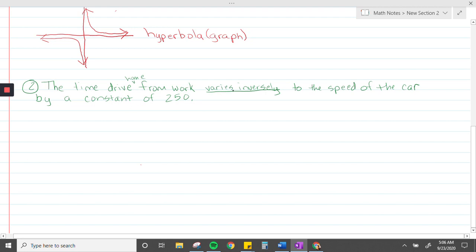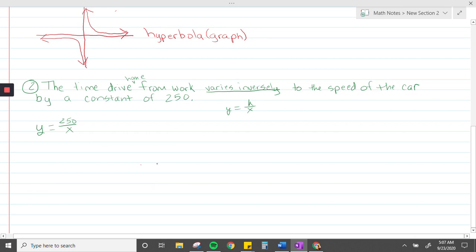When we say something varies inversely, I know that my equation is going to be y equals k over x. I just need to find out what the constant of variation is. So the constant of variation is given to us, so I know that the equation for this problem is y equals 250 over x. So now we have a verbal description and we have our equation.